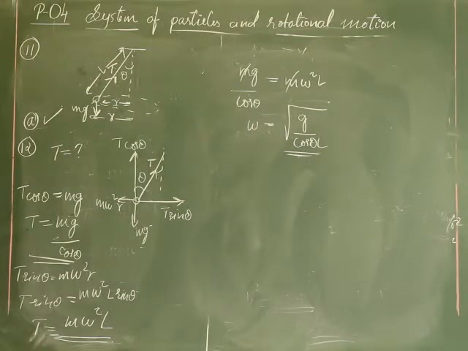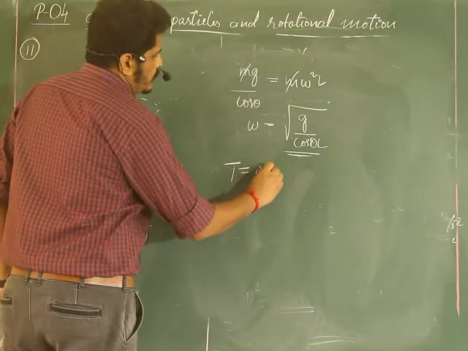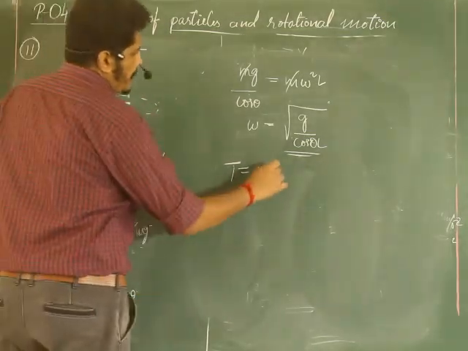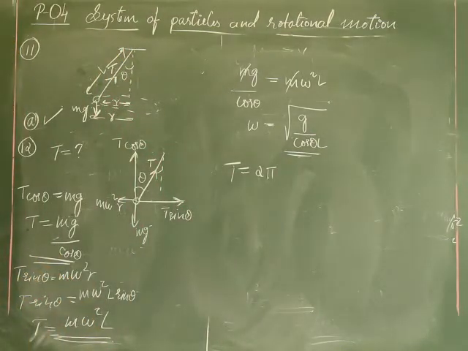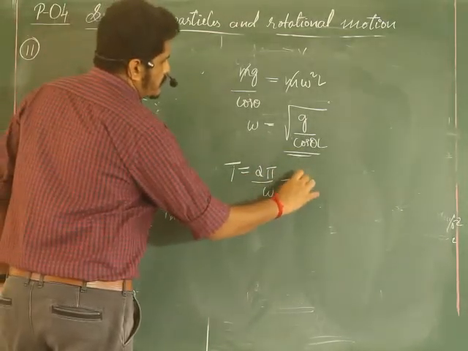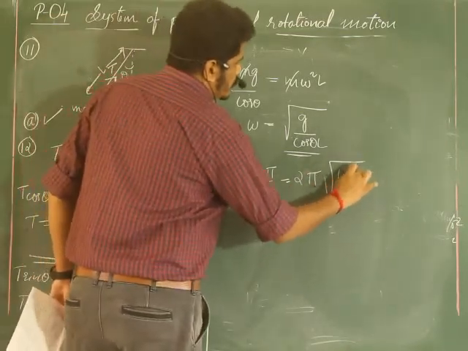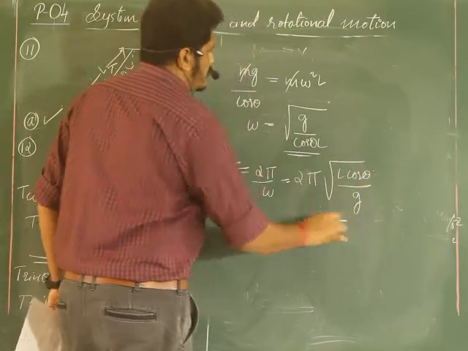But what about time period? Time period means we know T equal to 2 pi by omega, because it is the reciprocal of frequency. So what we can write? This is 2 pi into square root of L cos theta divided by g. This is the answer now.